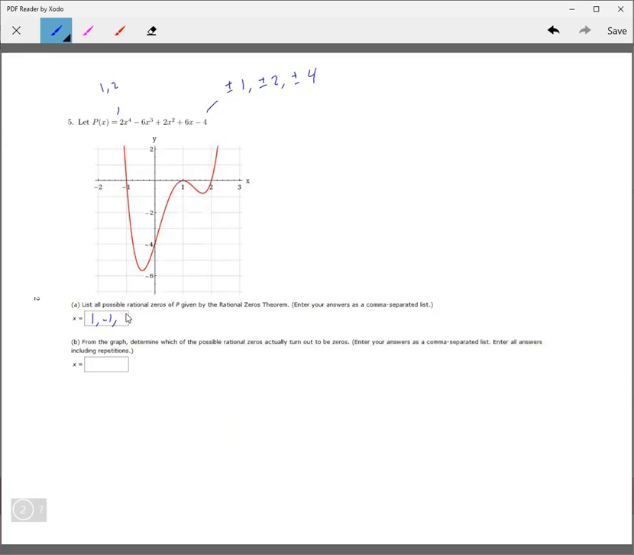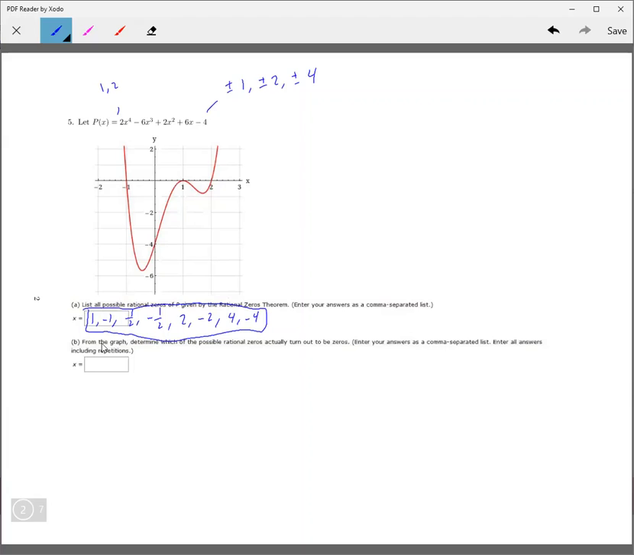So this divided by 1, so that's 1 and negative 1. And then this divided by 2, so that's 1/2 and negative 1/2. And then 2 divided by 1, so that's going to be 2 and negative 2. And 2 divided by 2, that's 1, which you already have. And then 4 divided by 1, which is 4, and negative 4. And then 4 divided by 2 is 2 and negative 2, which we already have. So no need to write any more of those. Okay, so those are according to the rational zero theorem. These are the possible rational zeros.